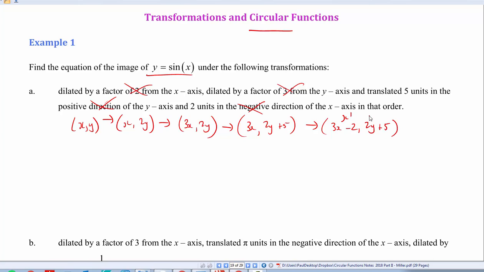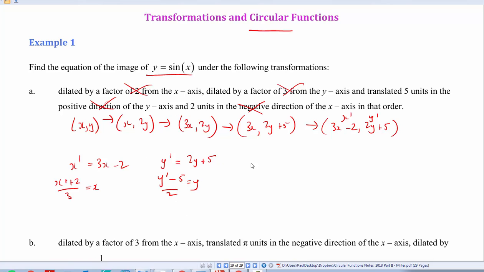The big point I like to do is to put my x dash and y dash above there. X dash is found by doing this, y dash is found by doing this. Alright, so let's write that out. X dash is found by doing 3x take 2, and y dash is found by doing 2y plus 5. Now we're going to make x the subject, so x dash plus 2 on 3 equals x, and y dash take 5 on 2 is equal to y. Take a couple of steps with that, there's no harm in that.